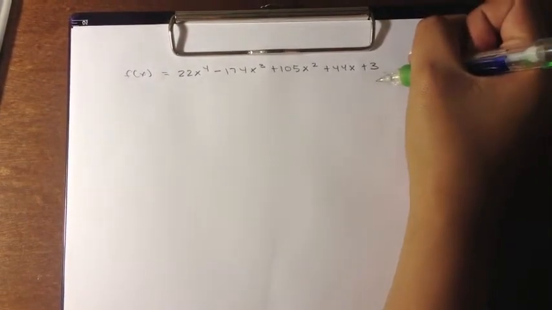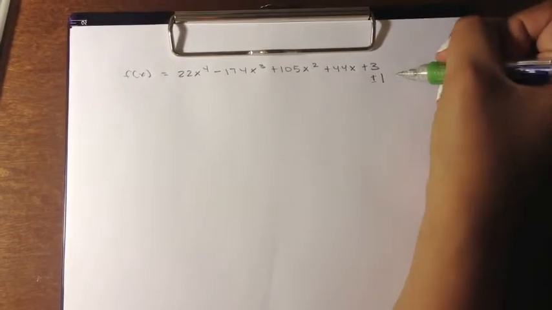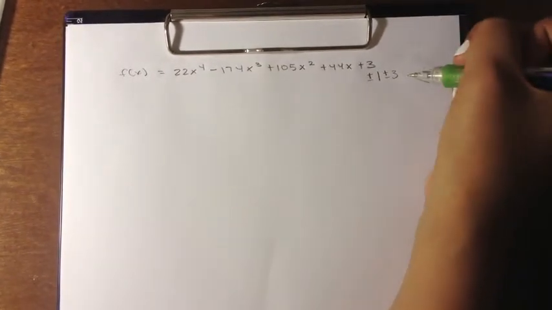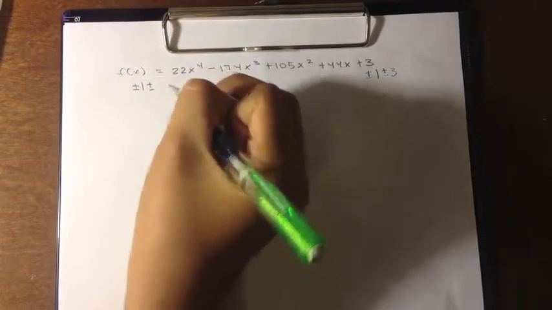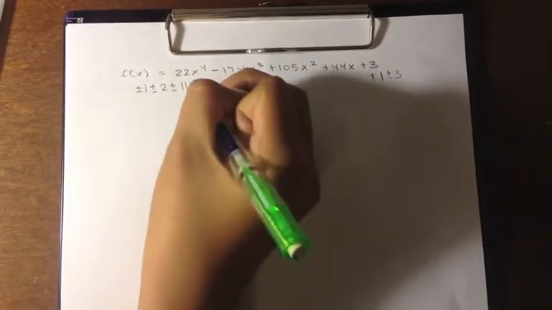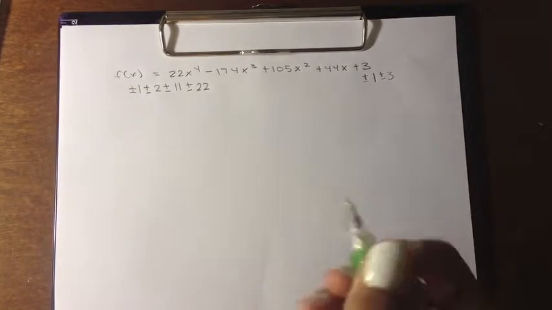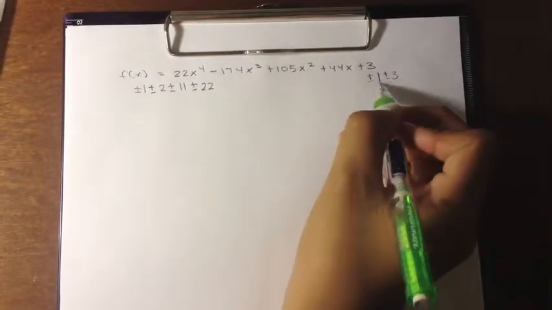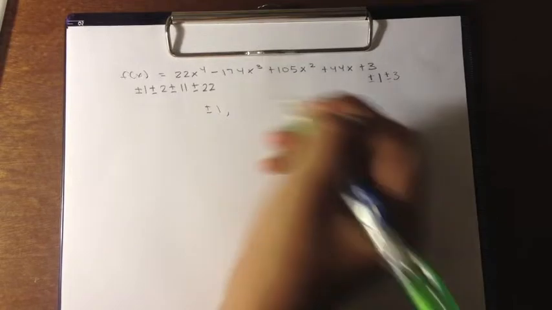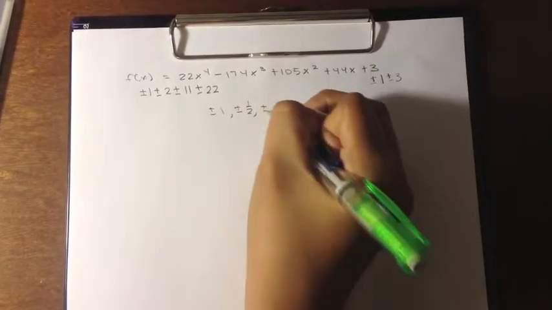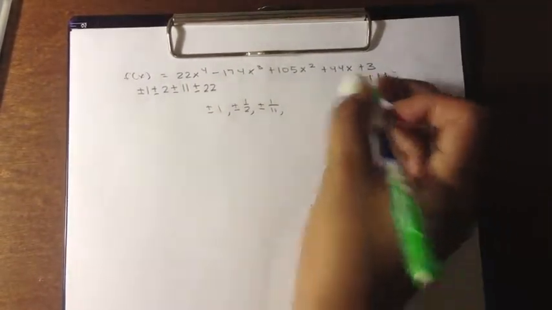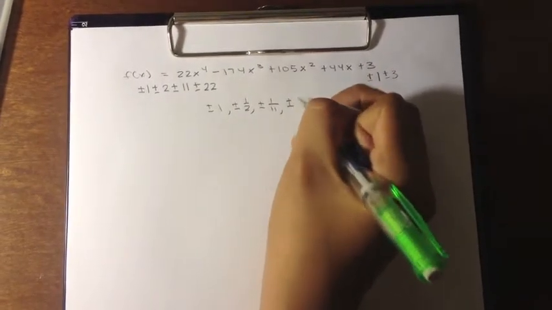So 3 would be p, and that's plus or minus 1 and plus or minus 3. Then I have to find the q, which is for 22, which is plus or minus 1, plus or minus 2, plus or minus 11, and plus or minus 22. So now I have to do p's over q's, which is 1 over 1 is 1, plus or minus 1. 1 over 2 is plus or minus 1 over 2. 1 over 11 is plus or minus 1 over 11. 1 over 22 is plus or minus 1 over 22.